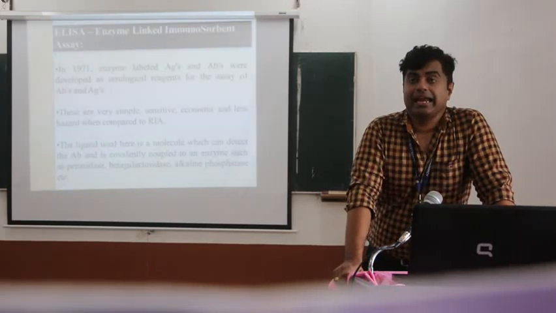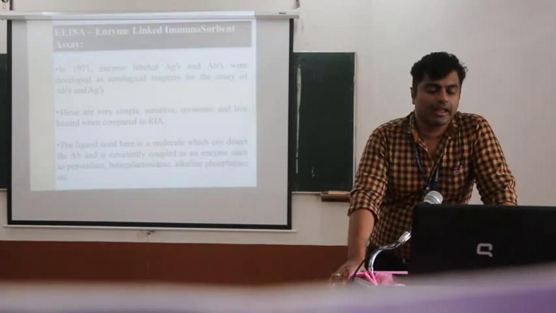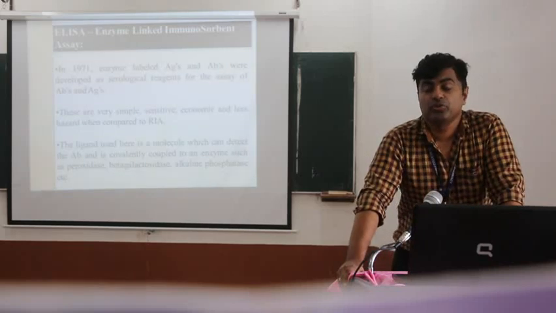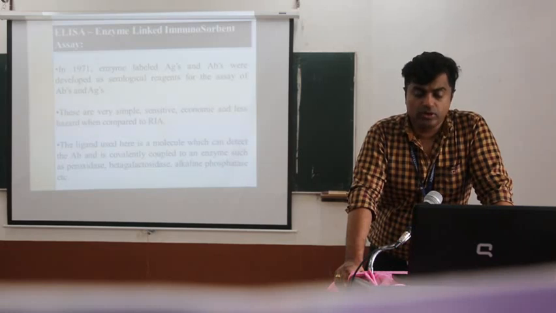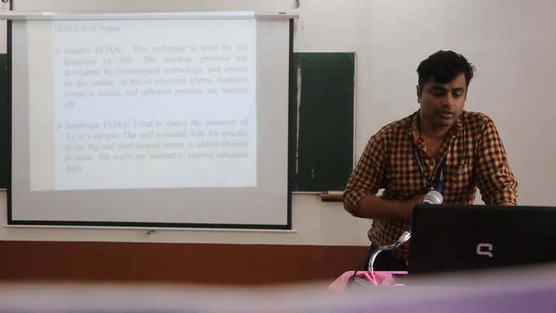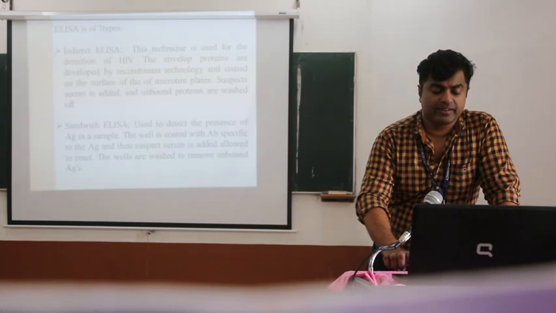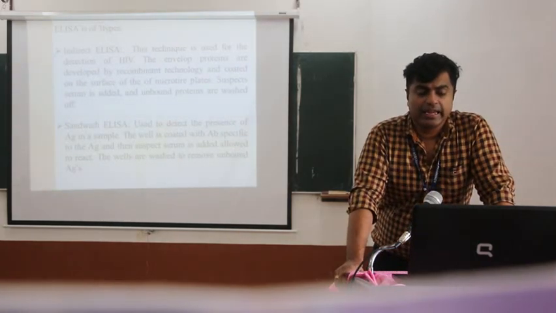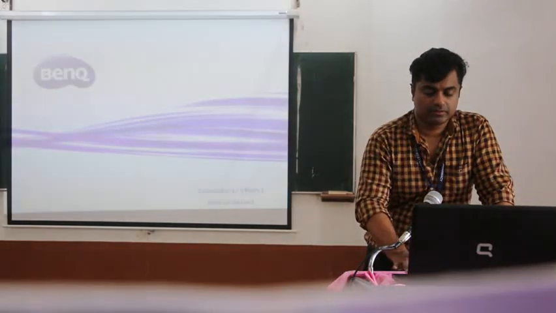So next one is the ELISA test, that is enzyme-linked immunosorbent assay. These are really simple, sensitive and economic tests when compared to radioimmunoassay. The ligand used here is a molecule which can detect the antibody and is covalently coupled to an enzyme such as peroxidase, beta-galactosidase, alkaline phosphatase, etc. ELISA is of 3 types: direct ELISA, indirect ELISA and sandwich ELISA. Indirect ELISA is used for the detection of HIV.